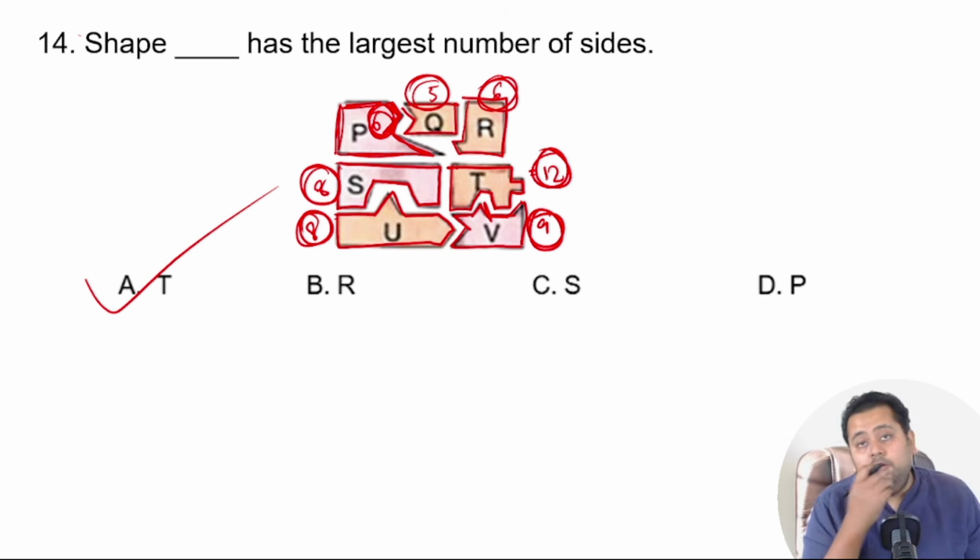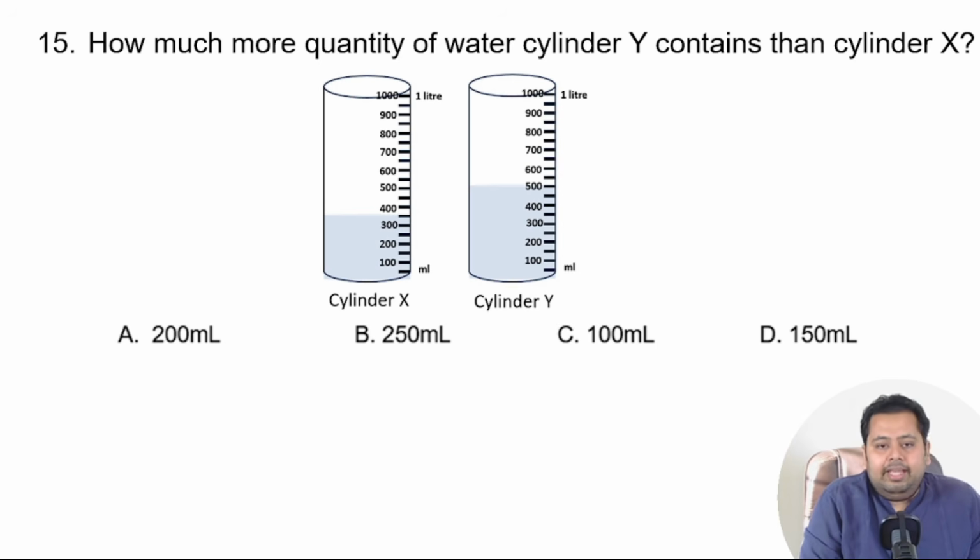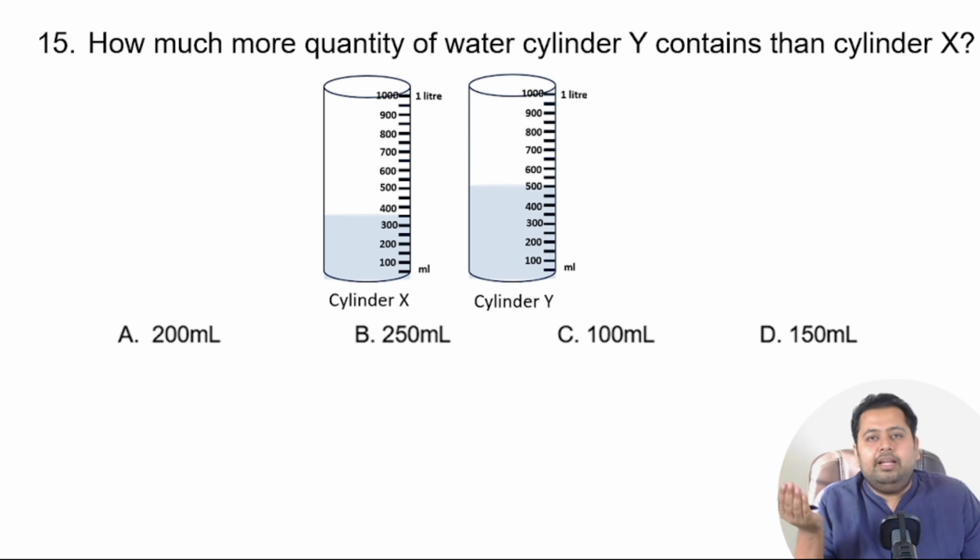Now let's go to the next question. How much more quantity of water does cylinder Y contain than cylinder X, right? You have to find out how much water is contained in Y and then how much water is contained in X, and then subtract X from Y, and you will get your answer. Again, pause the video, solve it, we meet the other side.